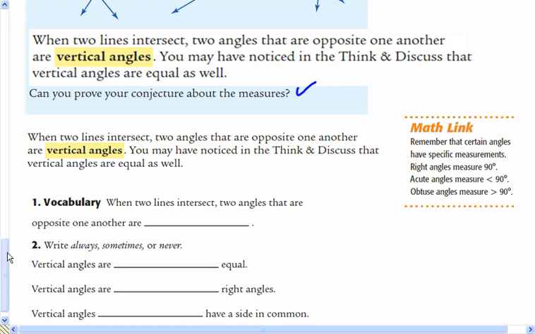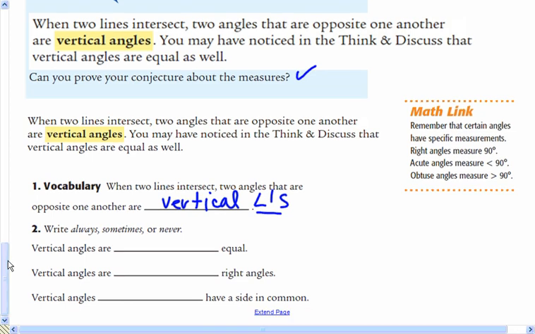When two lines intersect, two angles that are opposite one another are vertical angles. So that's the first blank. And I'm going to use that little symbol there for angles. Vertical angles are, go ahead and pause the video here if you want to see if you can get the answers first. Maybe do them in pencil so you can erase them if you have to. But vertical angles are always equal. Vertical angles are sometimes right angles, and vertical angles never have a side in common. They're always opposite each other.